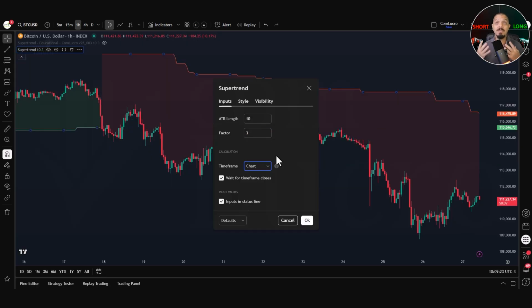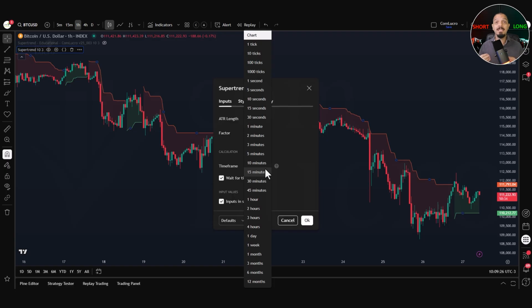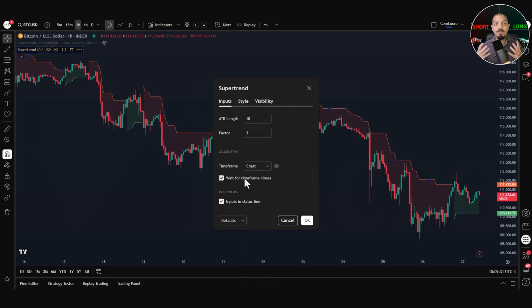Under calculation, the time frame is set to chart, meaning the indicator will follow whatever time frame you're currently viewing, whether 5 minutes, 1 hour, or daily. The checkbox Wait for time frame closes ensures values are confirmed only after each candle closes, which helps reduce false signals. Finally, under Input Values, the option Inputs in status line lets you show or hide the indicator's parameters and real-time values at the top left of the chart. It's useful to keep this enabled for quick reference.